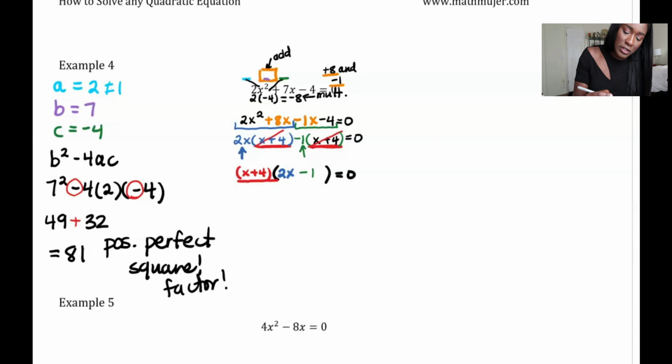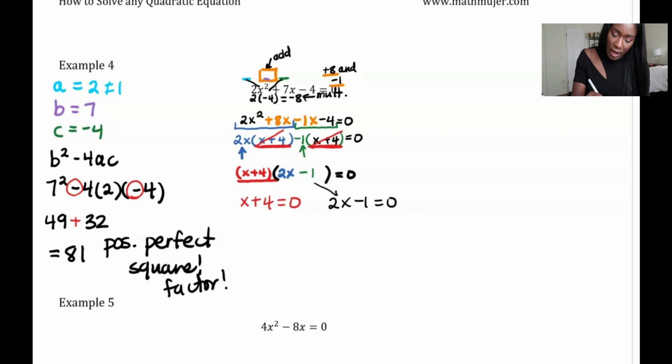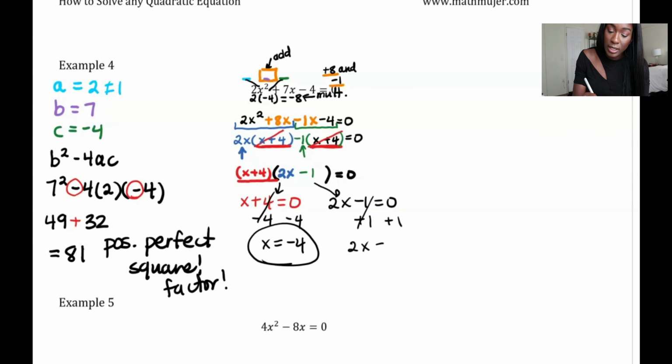I know it looks crazy, but I'm just shrinking it down to have some space to write. So I'm going to set the first factor of x plus 4 equal to 0, and I'll set the second factor of 2x minus 1 equal to 0. That factor and this factor. Subtract 4 from both sides to get that x is equal to -4. That's one of your solutions. Add 1 to both sides to get that 2x is 1, and then divide both sides by 2 to get that x is equal to 1/2.